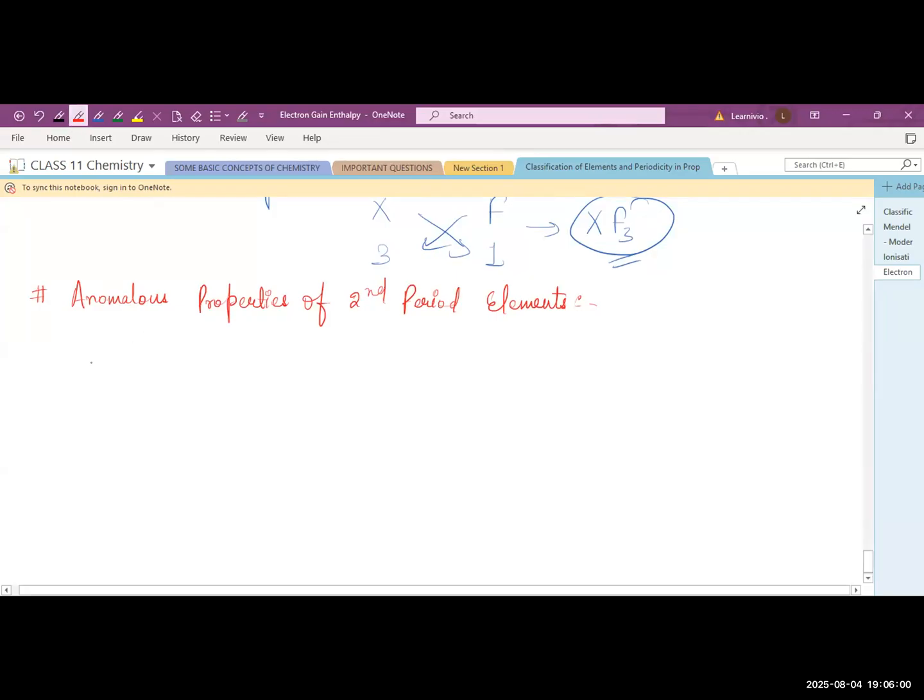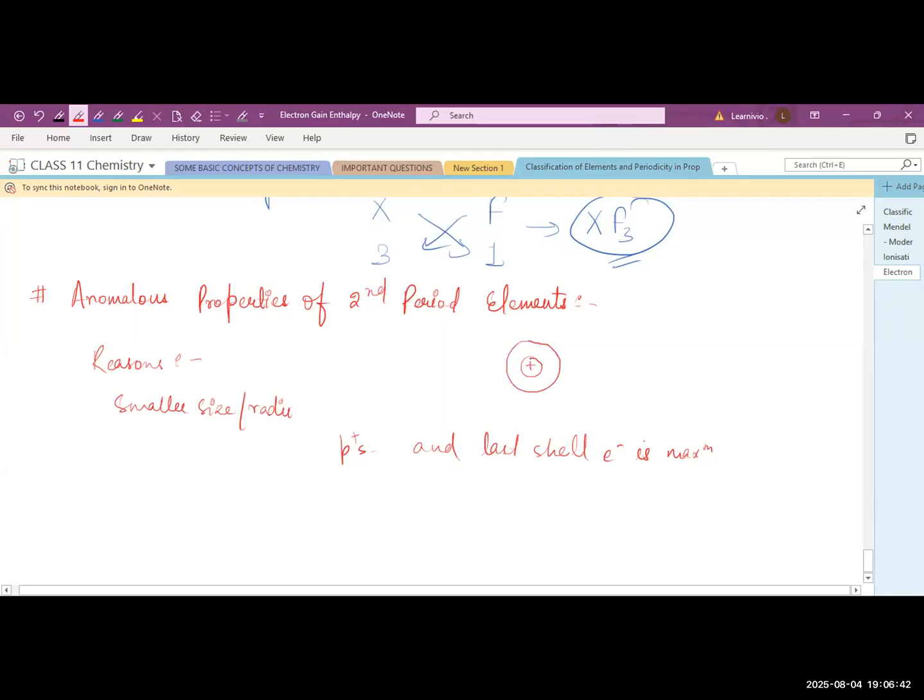So first reason, what could be the reasons? Due to the very small size or radii, what happens? The electrostatic force of attraction between the protons and the last shell electron is maximum. Why? Because you can see over here this is very small size. This is a nucleus. Lithium की बात हो रही है. Suppose this is a lithium.